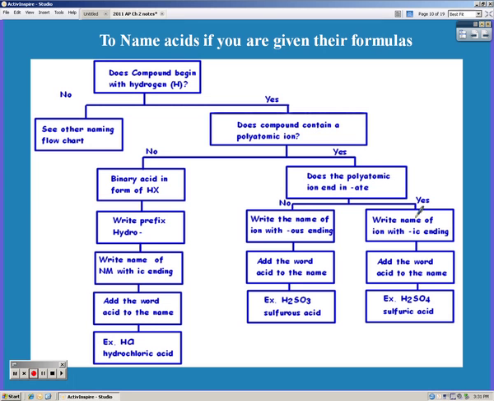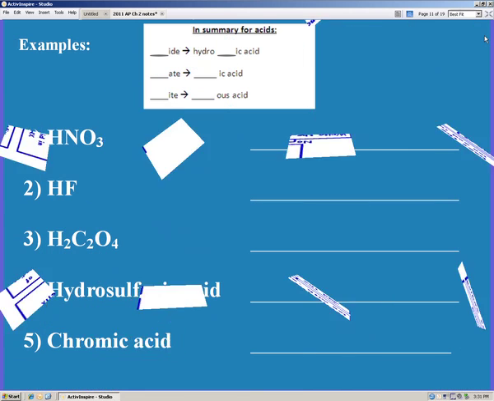If it does have a polyatomic ion, if it ends in ate, it goes to ic. So H2SO4 is sulfuric acid. Ite goes to ous, and you add the word acid. So H2SO3 is sulfurous acid.